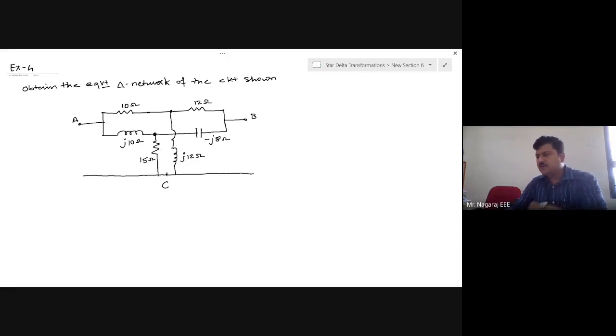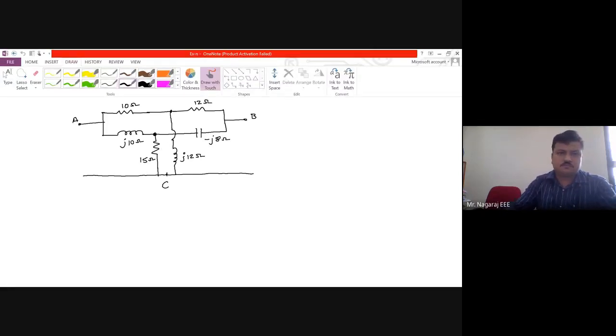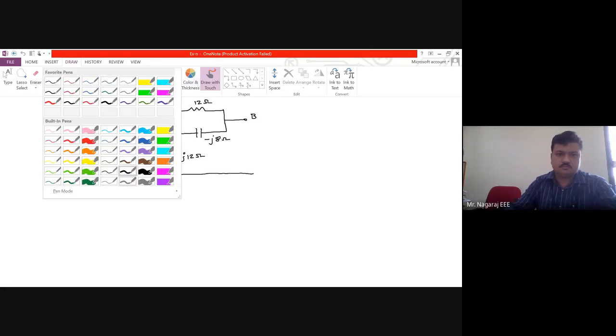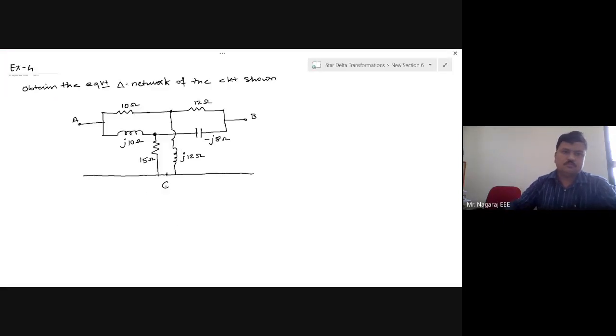So this is the circuit given. Now observe J10 ohms, 15 ohms and minus J8 ohms. This will form one star network. 10 ohms, 12 ohms and J12 ohms. This will form another star network. Is it?